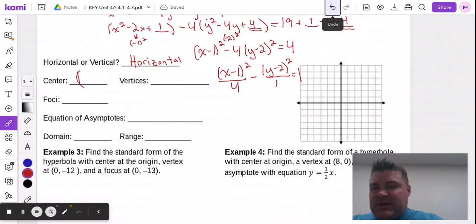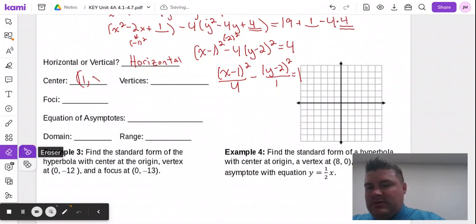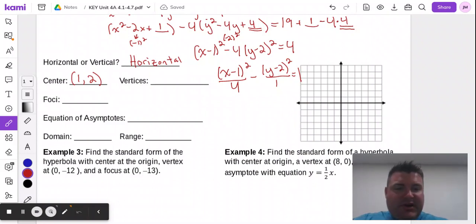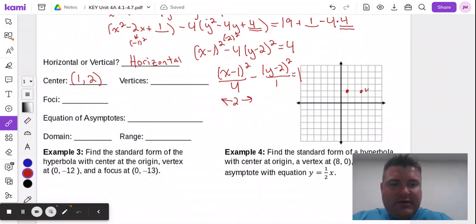Oh no, it's acting up again. One, two. I'm going to plot that point. 1, 2. Vertices. So now the vertices, because it's in the front, we're going left and right too from there. So I'll label this as the V going this way. That's also the V. Okay, so what are those vertices? They are negative 1, 2.